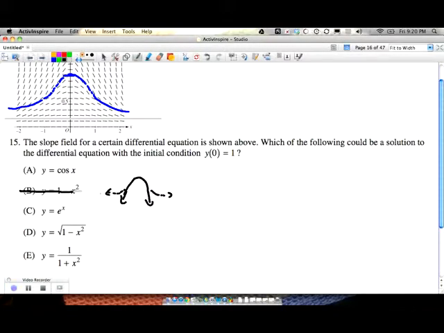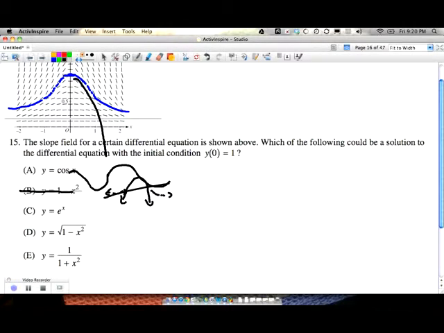So that one's out. Cosine x does also have this bump in the middle, but then it starts to curve back up on each side and then have more bumps. And it doesn't look like it kind of flattens out here. A cosine would have gone further down like this.